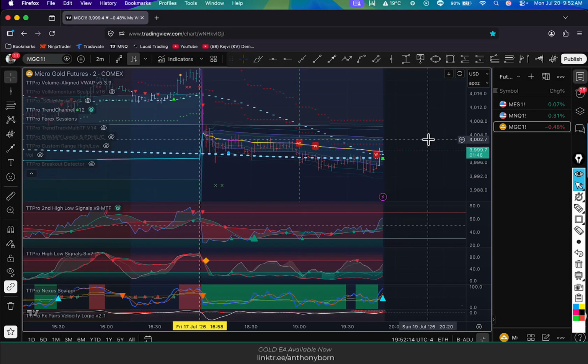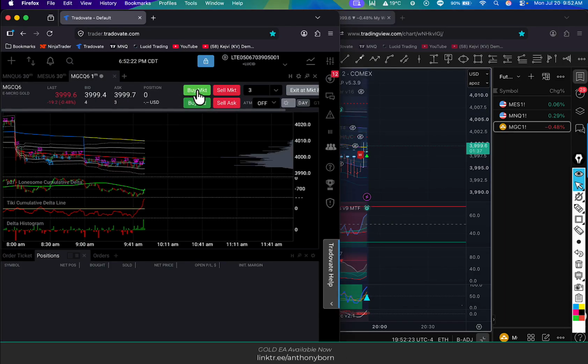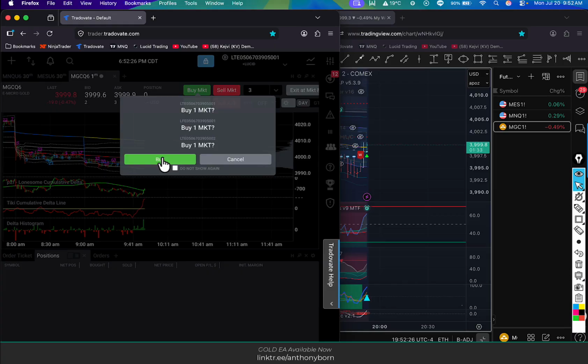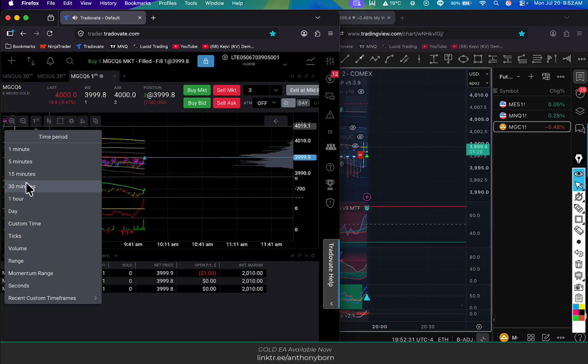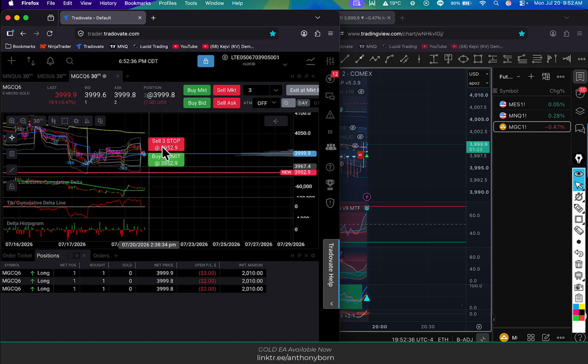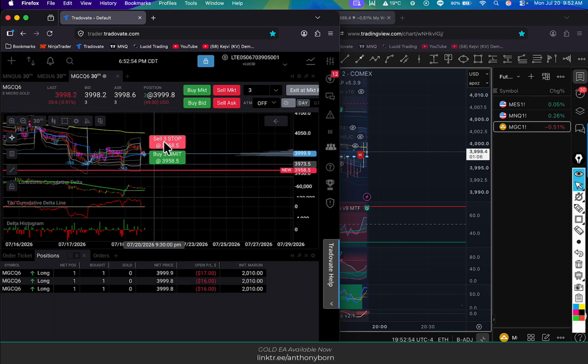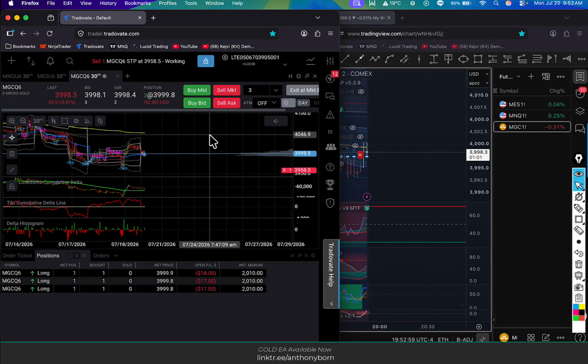So this is, and see this green coming in here? So you might want to buy gold. I'm going to buy gold. 1 minute. I'm just going to go out to a 30 and I'll throw a stop loss in underneath it. So it's a buy, so we need a sell stop. Buy, sell stop. Okay. All right. Let's see how we go.